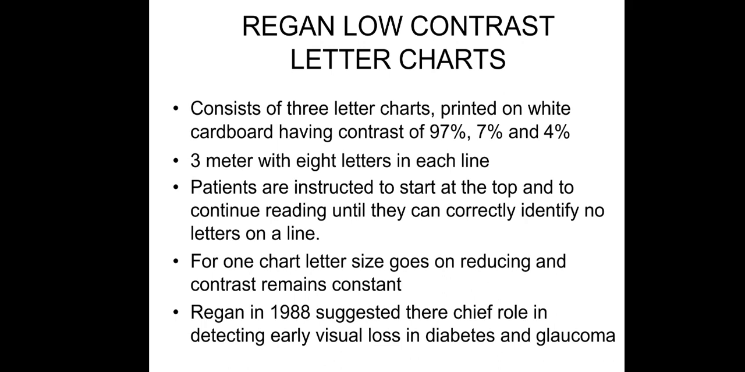So in this, the chart is used at 3 meters, with 8 letters in each line. Patients are instructed to start at the top and to continue reading until they can no longer correctly identify the letters on a line. For one chart, the size goes on reducing while the contrast remains constant. Regan in 1990 suggested its chief role in detecting early visual loss in diabetes and glaucoma. So whenever there is early loss in glaucoma or diabetes, we can go for contrast sensitivity. We can detect the early losses easily by contrast sensitivity.